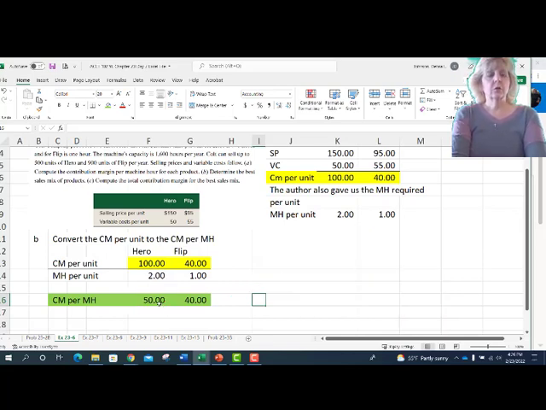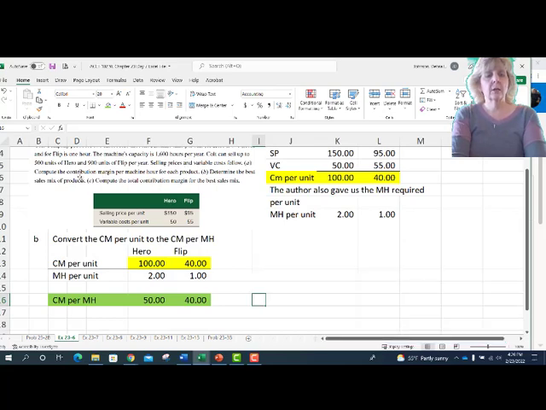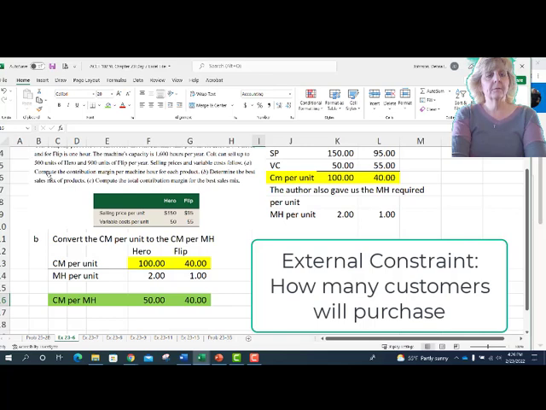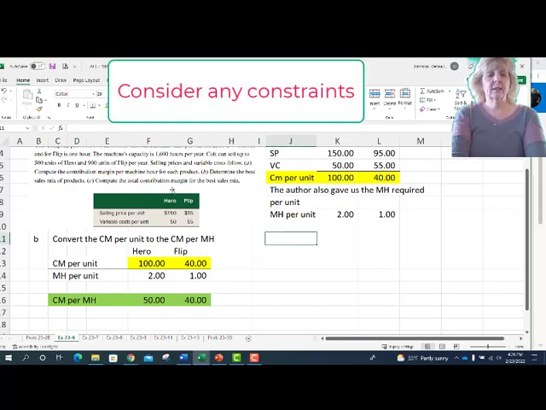There was a constraint here. There's actually a couple constraints. The machine's capacity is 1,600 hours per year, so that's how long the machine will run. And we also had that internal constraint saying that we could only sell up to 500 units of that most profitable product. So the goal is to sell as many of these as we can within the constraints given to us. And then once we've maxed out on Hero, we'll move over to the Flip. Okay, so we have 1,600 hours to deal with here.